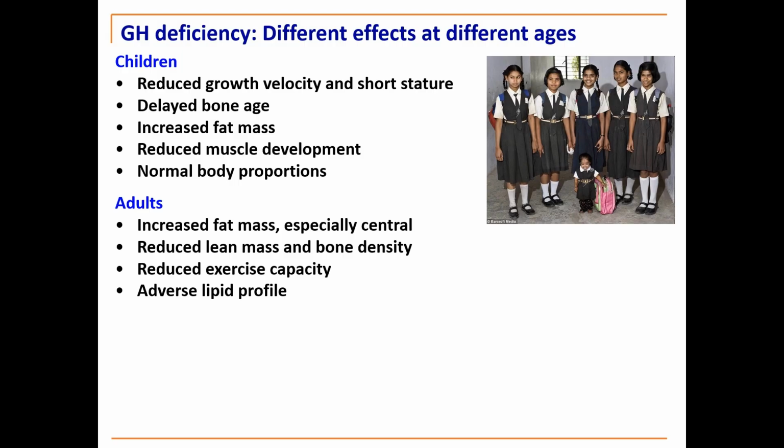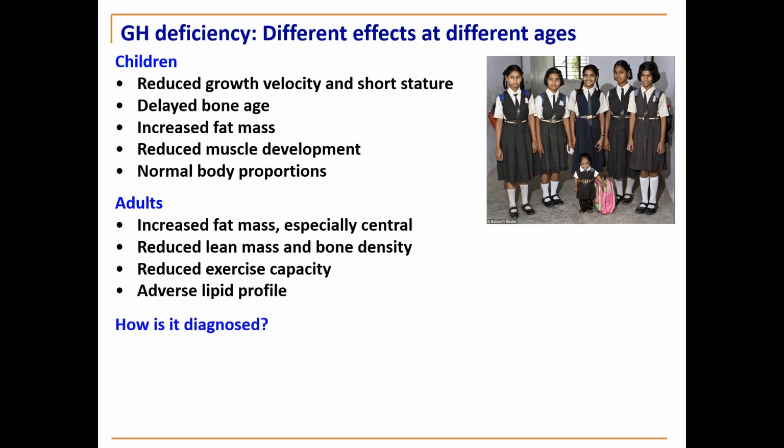In adults, the clinical picture is more subtle. Patients may develop a wide range of other symptoms. So they may get increased fat mass, especially centrally, so around the tummy region. They get a reduction in lean mass and a reduction in bone density. They have a reduced exercise capacity, thinking about what growth hormone does in terms of metabolic effects. And it can also lead to an adverse lipid profile, so thinking about your LDL cholesterol, total cholesterol, HDL cholesterol, and triglyceride levels.